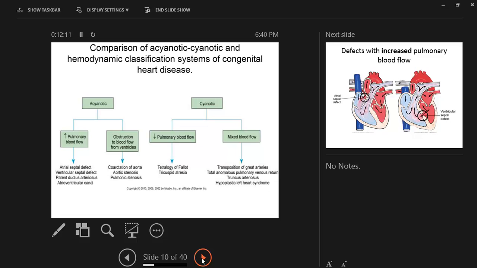This is a comparison of acyanotic and cyanotic. I would not ask you to specifically name these based on that, but I would expect you to understand the difference between cyanotic and acyanotic and what is going on there. So with acyanotic, it could either be increased pulmonary blood flow or an obstruction to blood flow from the ventricles. Or you could be cyanotic with a decreased pulmonary blood flow or a mixed blood flow. So we're going to get a better idea of that in our class.